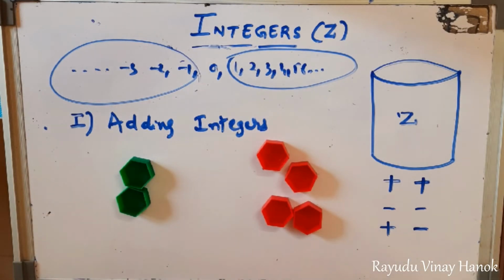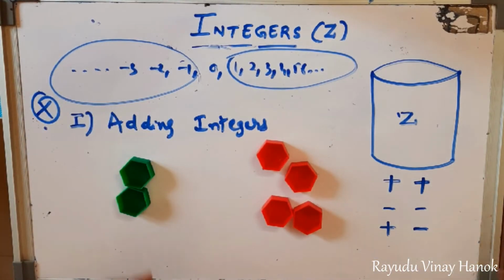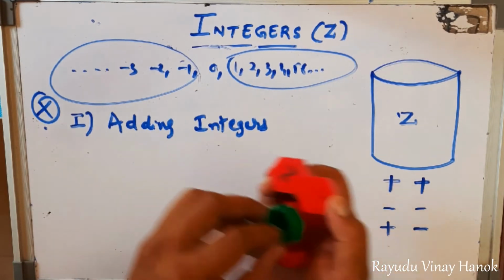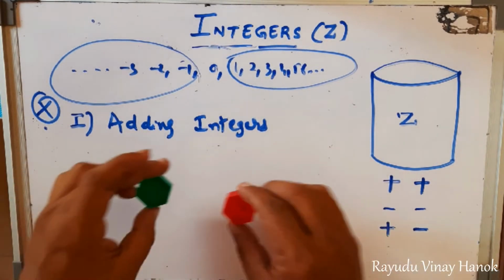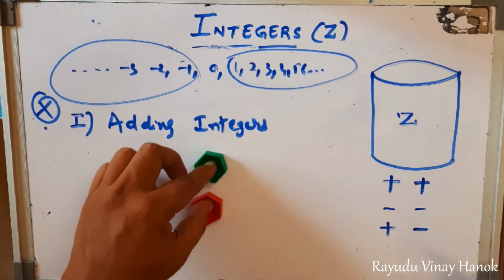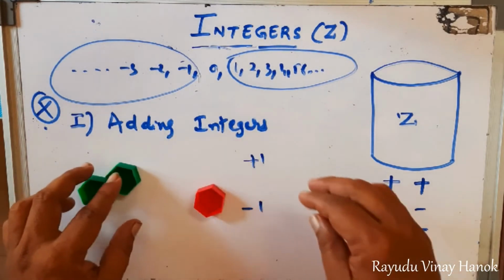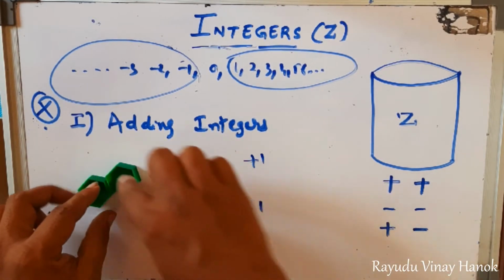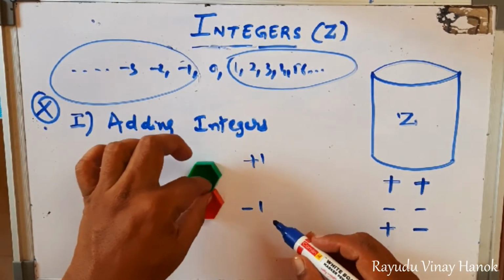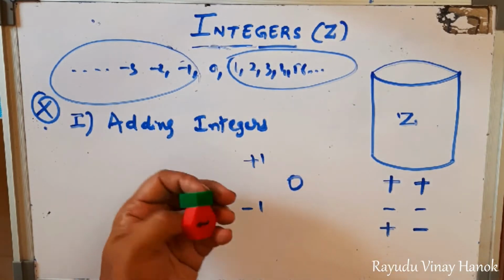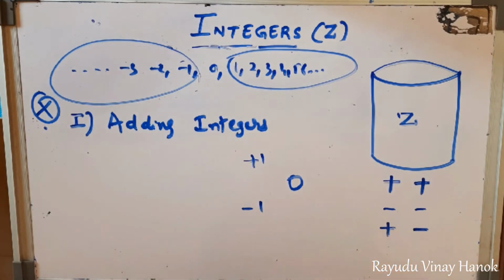These are the things that I'm going to use to show you how to do operations on integers. First we are going to do addition of integers. One important thing I want to tell you while using these is: one green means plus 1, one red means minus 1. So one green means plus 1, this is minus 1. Once I add these two, they become 0. So one set together is 0. They neutralize each other.